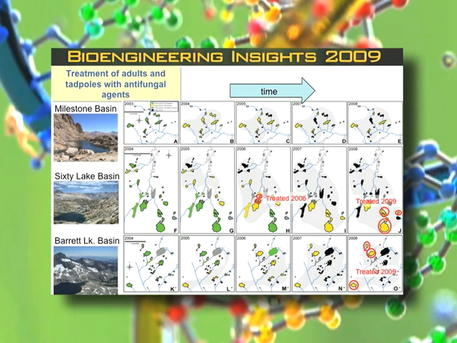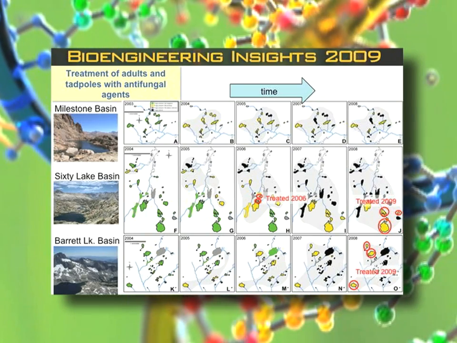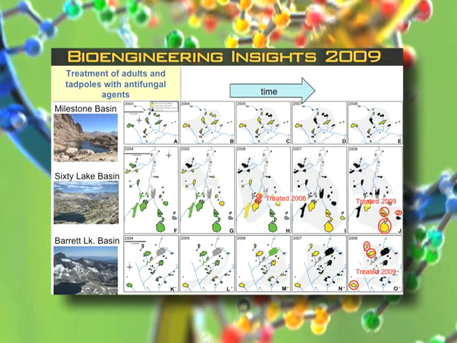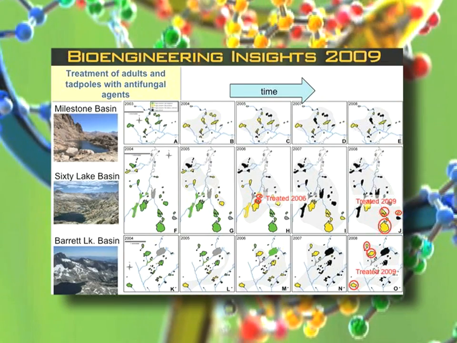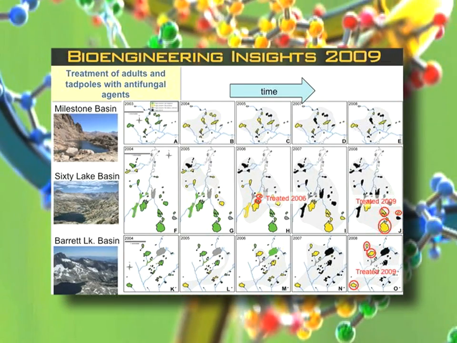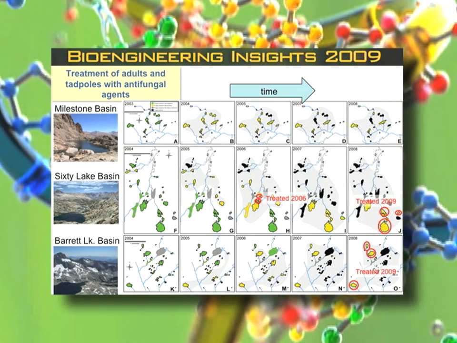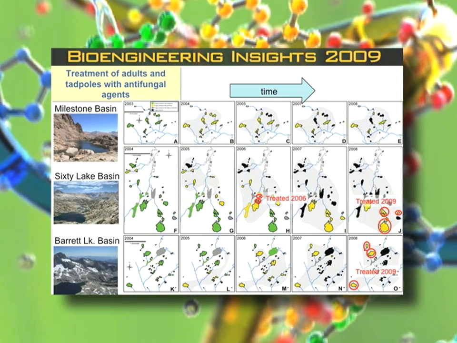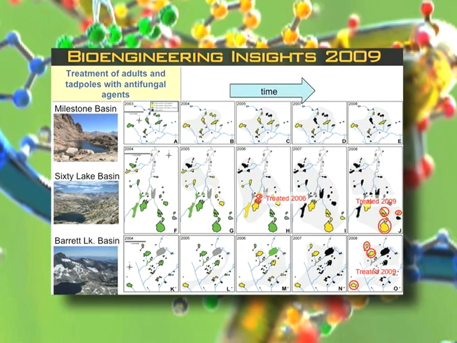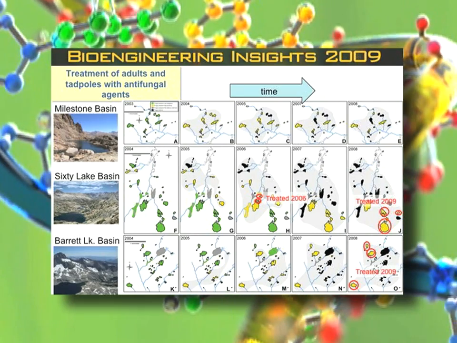And at that point, we were able to treat just a couple of small populations in Sixty Lake Basin. And it turns out that those are some of the few populations that are still alive today. And this past summer, we've gone in and treated 6 other populations across a couple of basins to see if we can protect some of these populations.